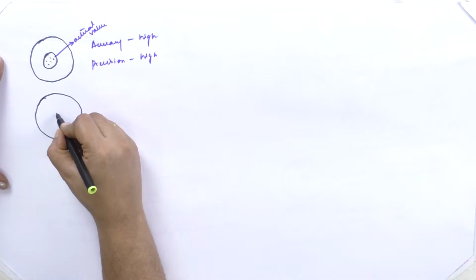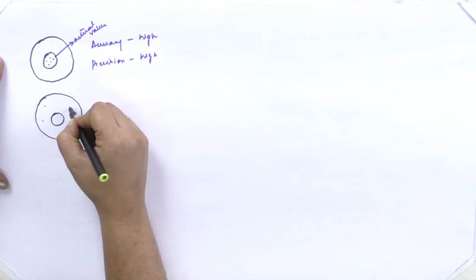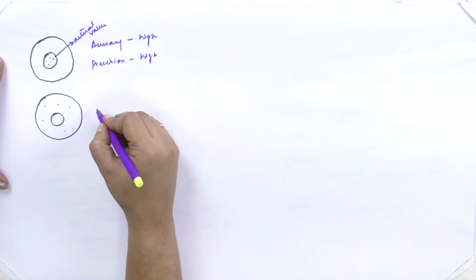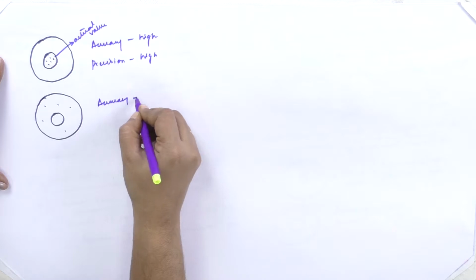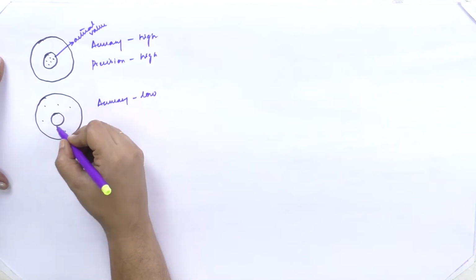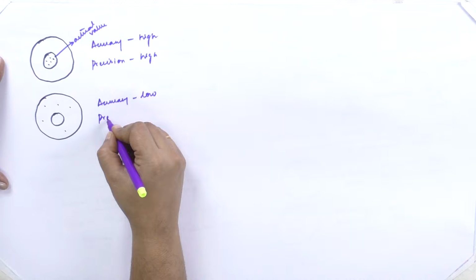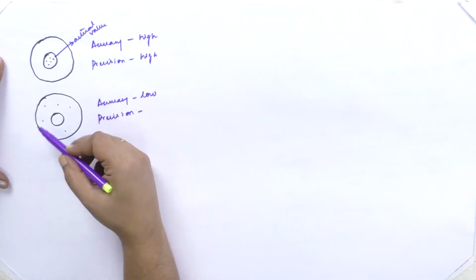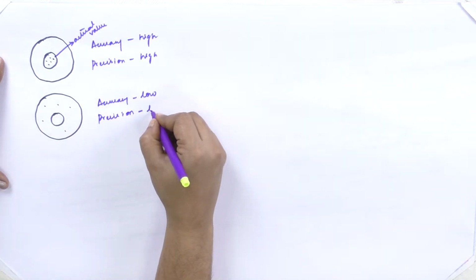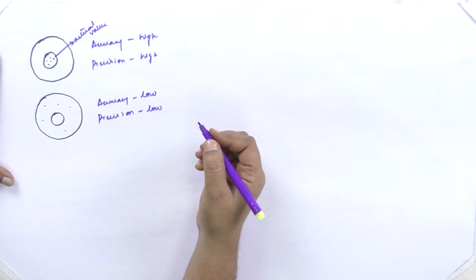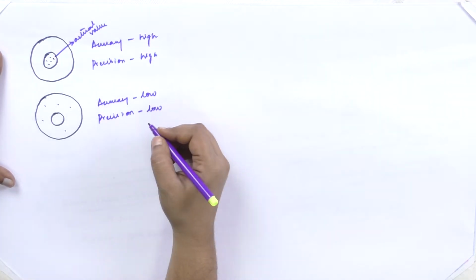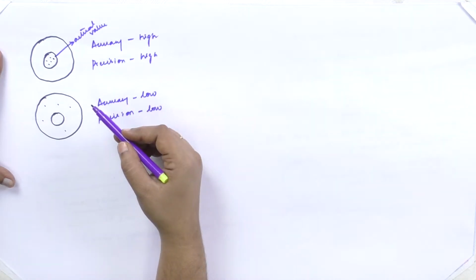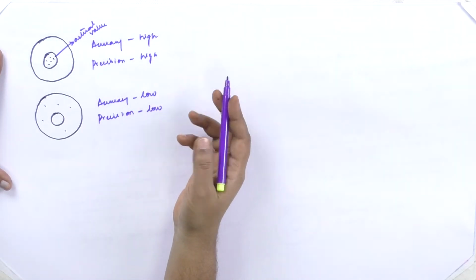So let us take another example. I am marking the 5 readings like this. What about the accuracy in this case? Accuracy is very low because none of the readings falls inside this actual value. And what about precision? The difference between these readings is very high, so all the readings are scattered around the outer boundary. So we can say that precision is also very low. Now I think that we have got an idea about what accuracy and precision are and what the difference between them is.